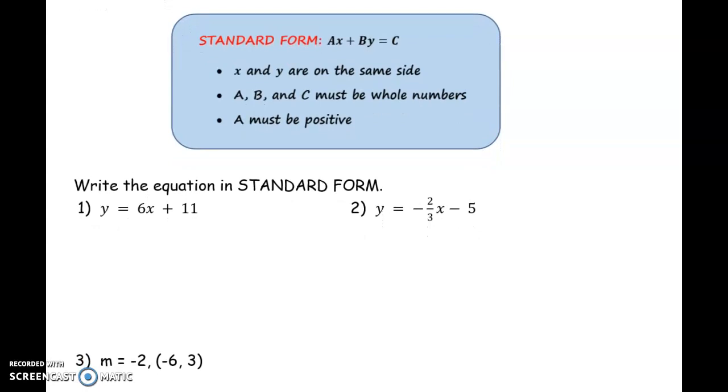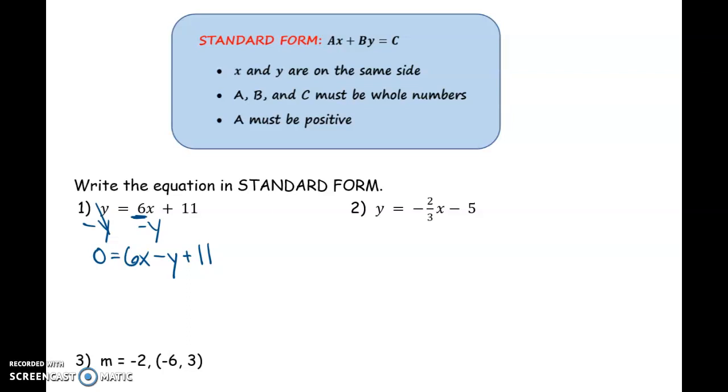For these first three, all I'm asking you to do is write the equation in standard form. So we're looking for those three bullet points. On that first one here, we can see X and Y are not on the same side. One of the things I would notice is that because the number in front of X, the 6, is already positive, I'm going to move the Y over to the right side. So I'm going to have 0 equals 6x. I'm going to tuck that y in next to the x, and then I have the plus 11.